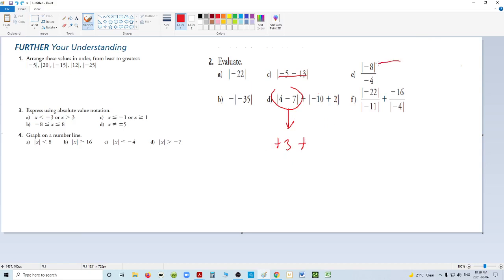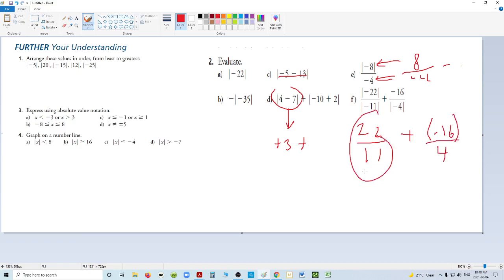What's up here? Well, you got to resolve this first. It comes positive 8 divided by minus 4, which becomes minus 2. These you have to resolve the division before you add them. So you get positive 22 over positive 11, plus minus 16, so let's just work out the minus 16 separately, divided by absolute value of minus 4, 4.